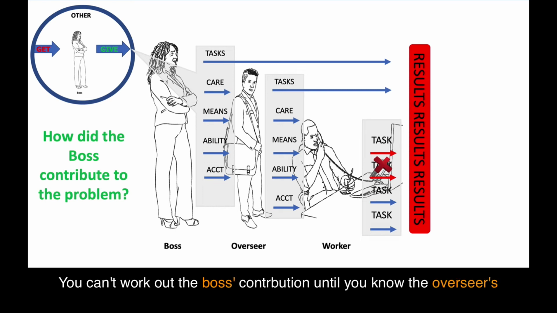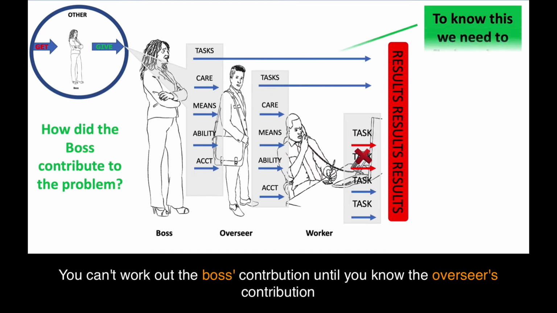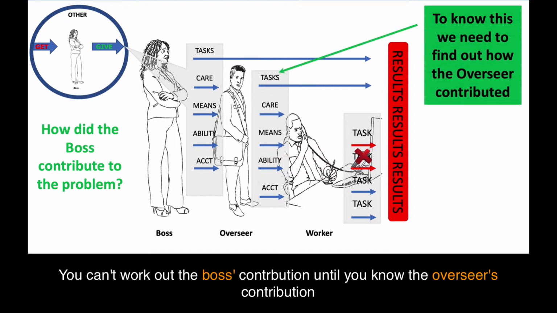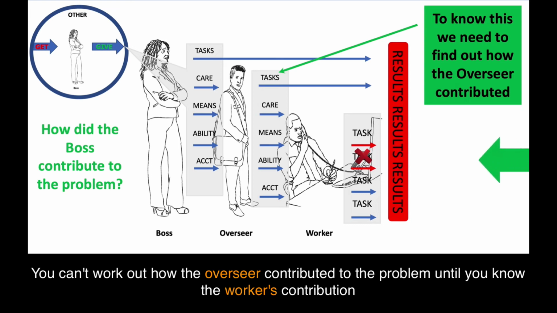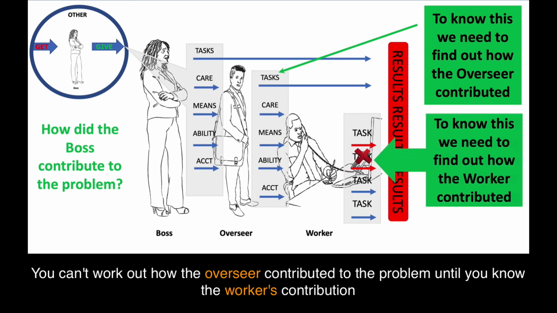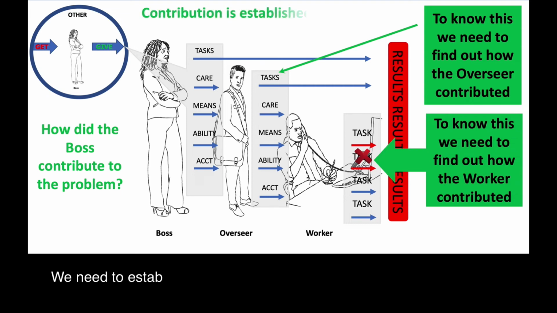And actually, you cannot work out what the boss's contribution to the particular problem was until you've worked out what the overseer's contribution was. And you cannot work out how the overseer contributed to the problem until you've worked out how the worker contributed to the problem. So you actually need to establish how each level in the hierarchy contributes to a problem bottom up.